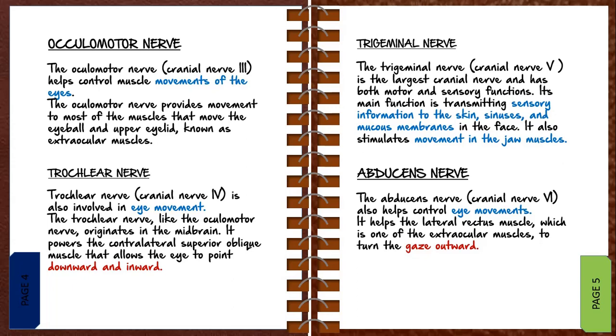It helps the lateral rectus muscle, which is one of the extraocular muscles, to turn the gaze outward. Abducens is purely based on motor modalities, so it helps in eye movements.